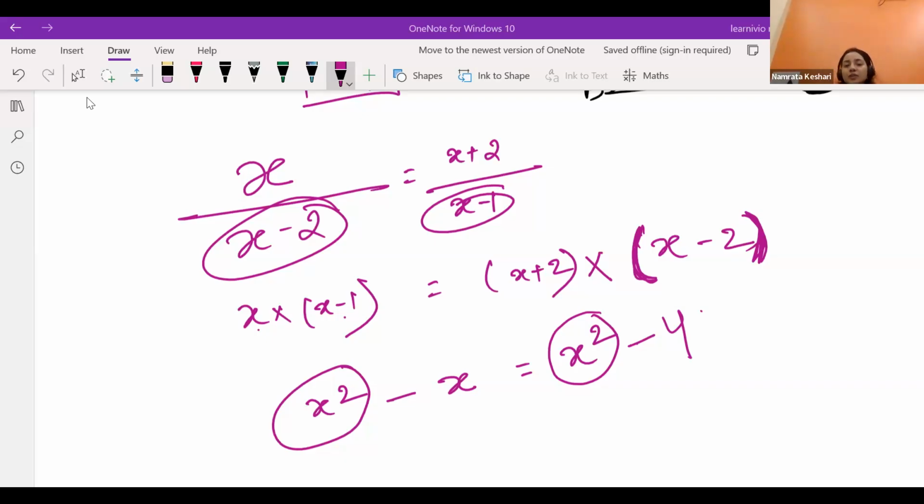Yes. From here we are getting x equals 4, right? Let's move to the next question.